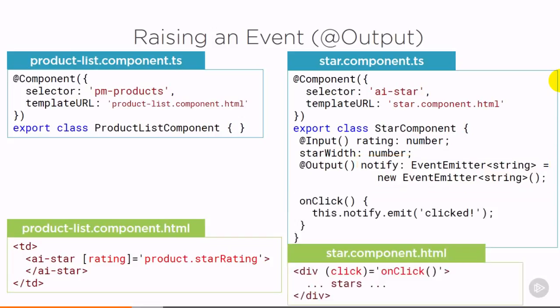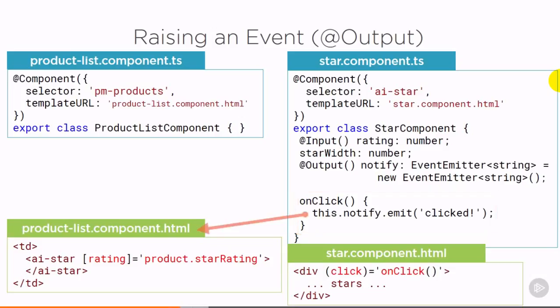When the user clicks on the stars, the star component receives that click event. We use event binding in the star component template to call the star component's onClick method. In the onClick method, we use the notify event property and call its emit method to raise the notify event to the container. If we want to pass data in the event payload, we pass that data into the emit method. In this example, the onClick method raises the notify event and sets the event payload to a string message.